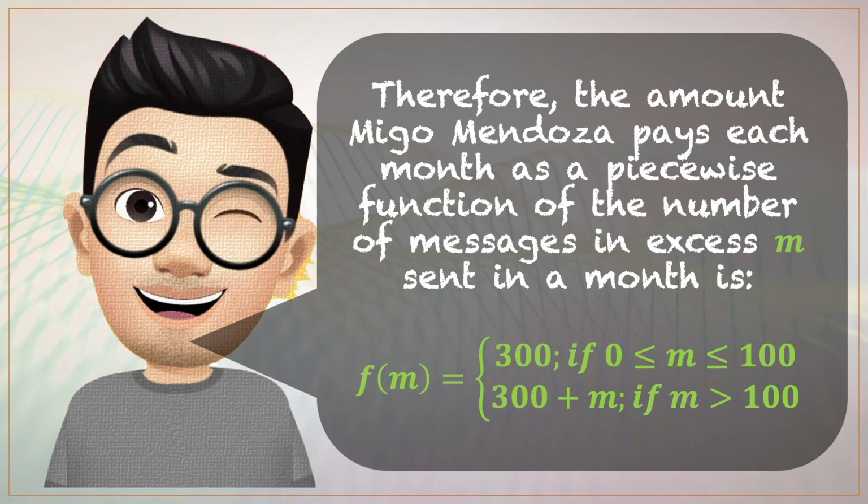The amount Migo Mendoza pays each month with m as the number of excess text messages sent in a month is represented by the piecewise function f of m equals 300 if 0 is less than or equal to m, but m is less than or equal to 100, and 300 plus m if m is greater than 100.